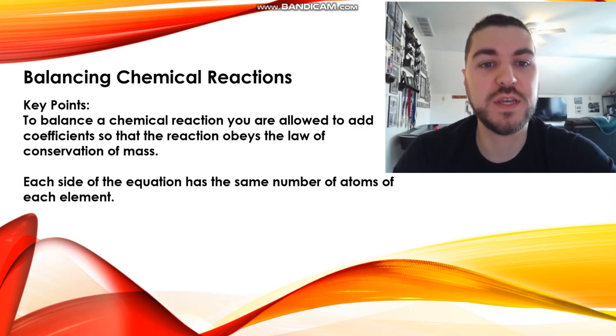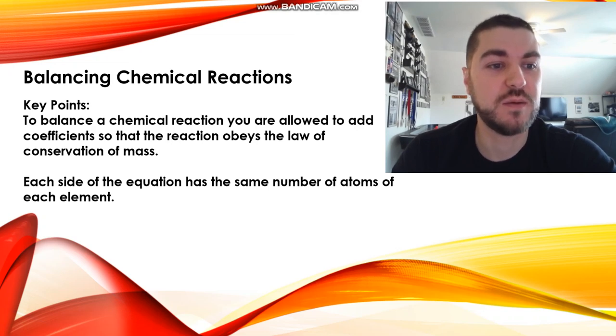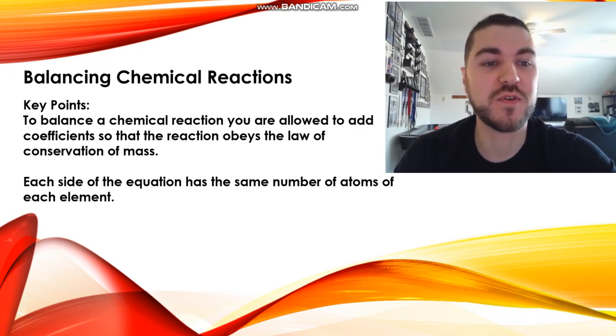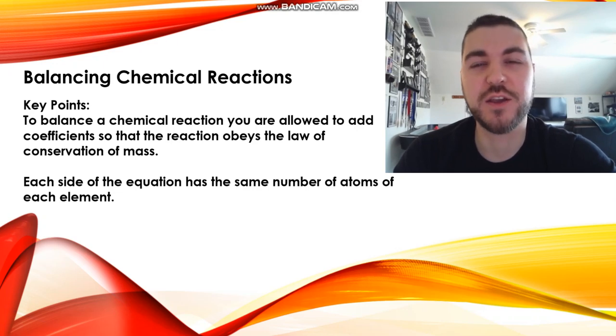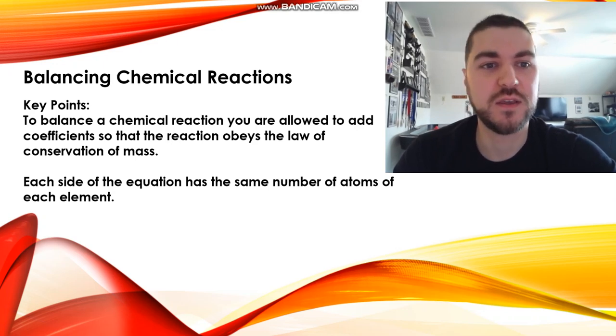Some key points here to pulling this off is that you are going to be balancing a chemical reaction by adding coefficients so that the reaction obeys the law of conservation of mass. Each side of the equation has to have the same number of atoms of each element. Now you're going to see this carried out with a lot of visual examples, but I just wanted to give you a definition of how this is done.